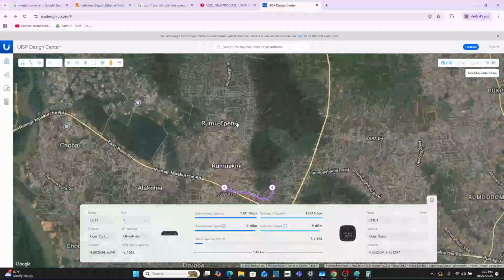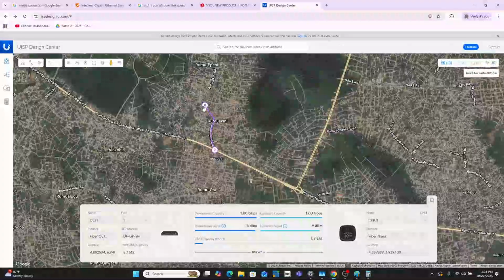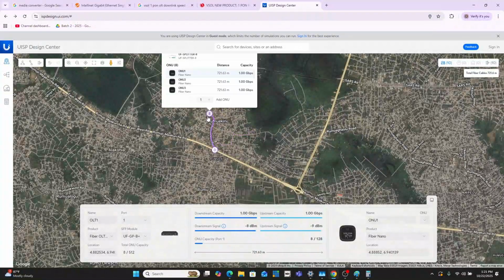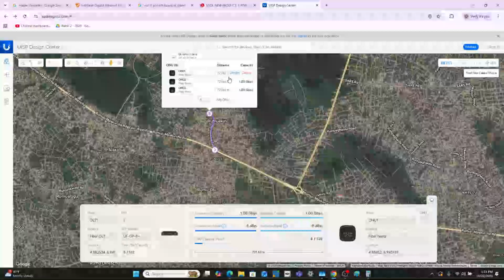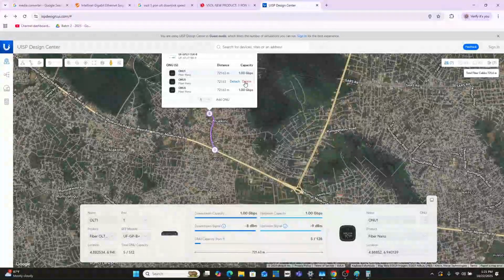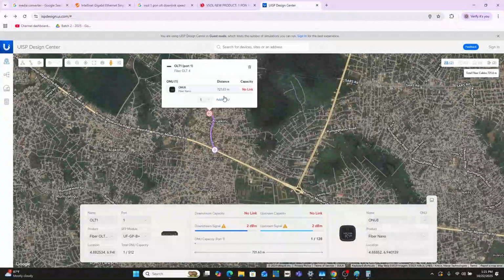Now, once you click, what happens? It places an OLT there for you automatically and places an ONU somewhere. You can now drag that ONU to any place you like. Where you see that number 8, number 8 is ONUs. It added them by default. It will just add 8 ONUs, so you can delete them. I'll delete all of them and leave only ONU 1.